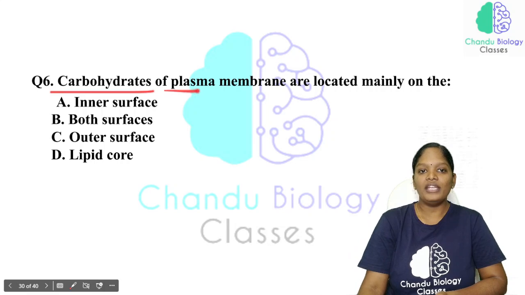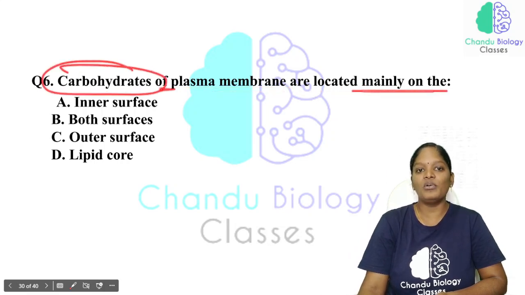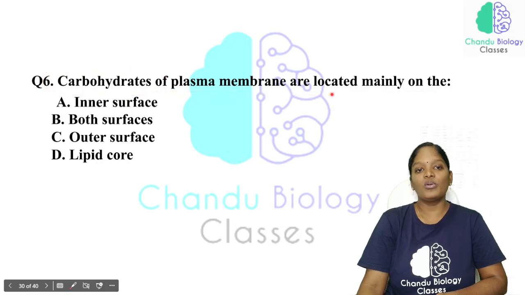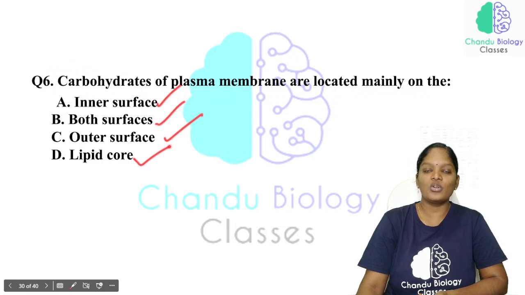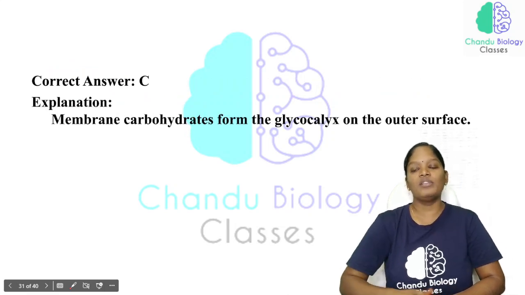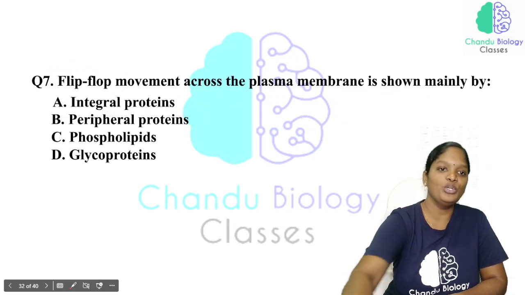Now, carbohydrates of the plasma membrane are located mainly on the, where exactly are they located, whether on the inner surface, both surfaces, outer surface or the lipid core? So the answer will be outer surface, as I have mentioned before.